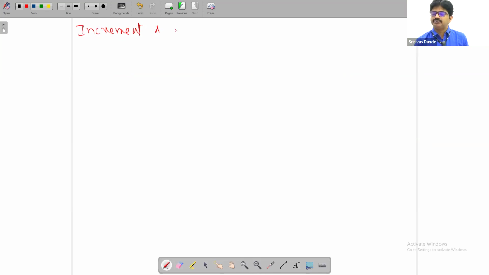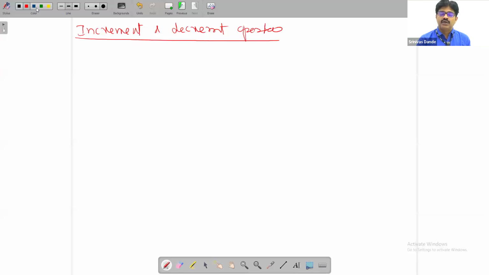Increment and decrement operators. What is the increment operator? Just plus plus. Plus plus is a single operator. Am I right? Is it a single operator or two operators? Single operator. Minus minus, single operator. For this operator, how many operands are required? One is enough, called unary operators, right? These two are unary operators.